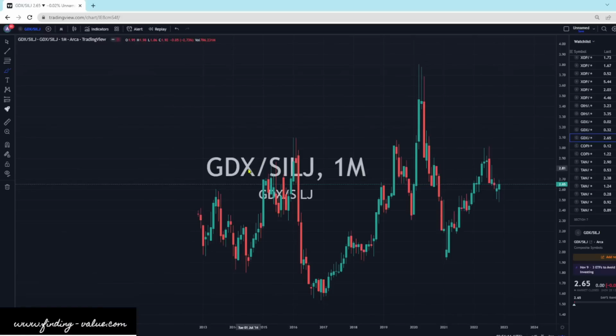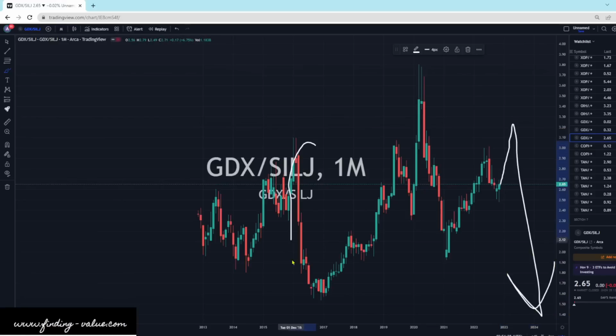GDX versus SILJ. When you're up high against this, it's usually favorable for the denominator. So SILJ is actually cheap to GDX. So GDX was cheap to a bunch of other things. SILJ is cheap to GDX. Therefore, SILJ could be a potential one to look at. It's probably going to lag behind. So you might see this come up, and then it's going to just rocket lower, much like this section here.